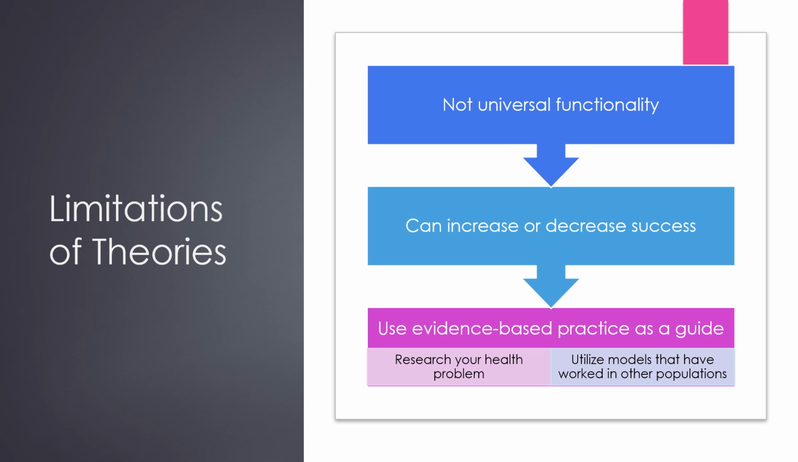I do want to go over some limitations of theories. They are not universally functional, which means that you cannot universally apply one theory to all health interventions. There are specific theories that can help guide and provide a framework for a specific health intervention or a specific population. If we use the correct one, we can actually increase the success of a health program. If we use the wrong one, we can actually decrease the success of a health program. So it's very important to consider these theories and these constructs when we're moving forward.